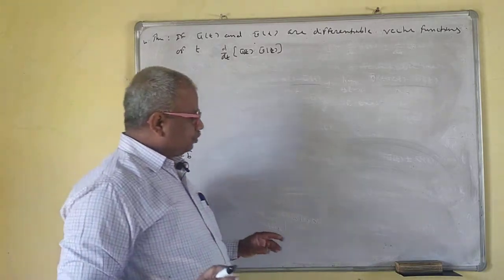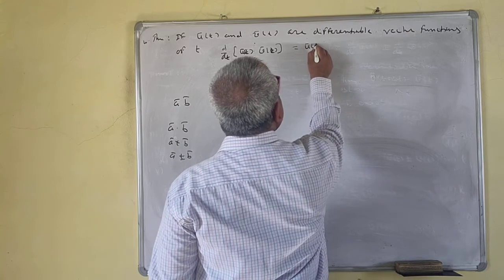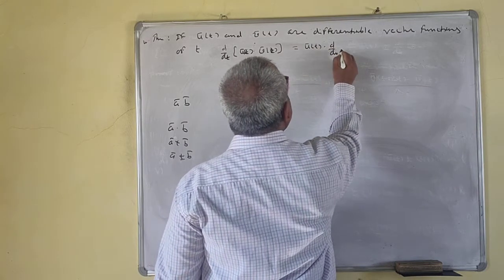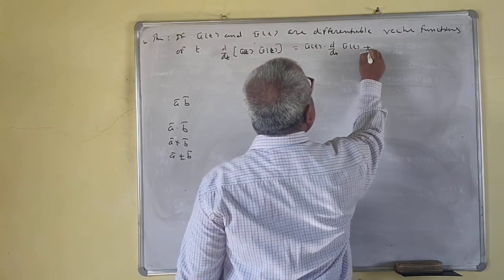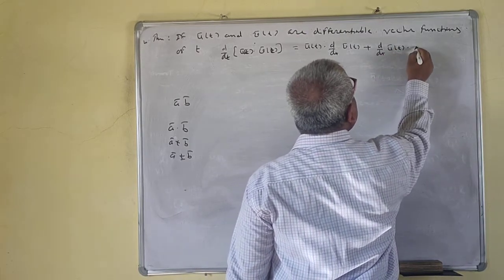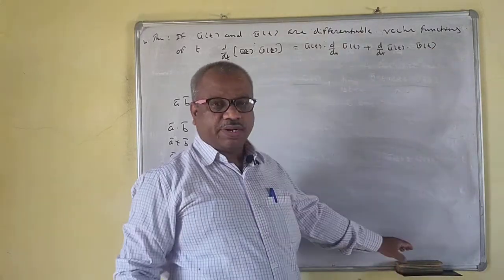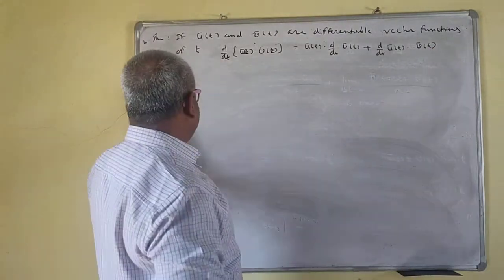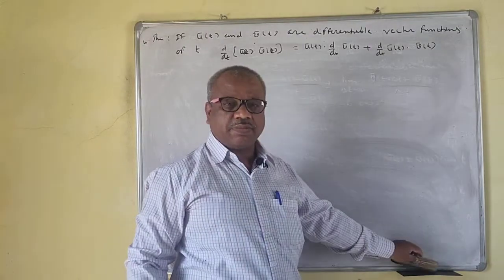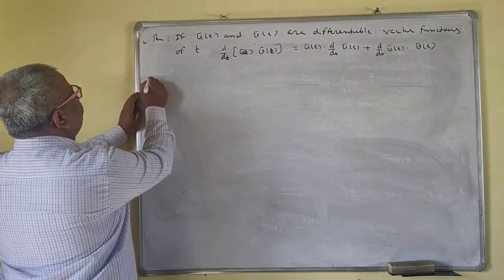Okay, so then this is the same as u bar of t dot d by dt of v bar of t plus d by dt of u bar of t dot v bar of t. And note that the dot product is commutative. That means a bar dot b bar is the same as b bar dot a bar, so you may interchange this, it doesn't matter. Okay, so we'll prove this one.